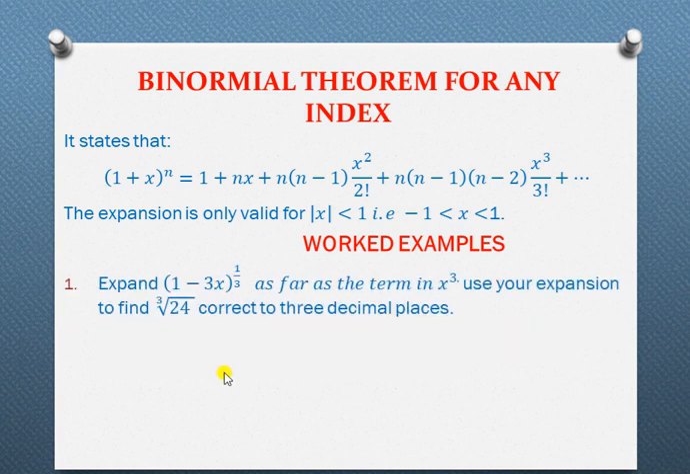Number 1: expand (1 − 3x)^(1/3) as far as the term in x³. Then use your expansion to find the cube root of 24 correct to 3 decimal places.